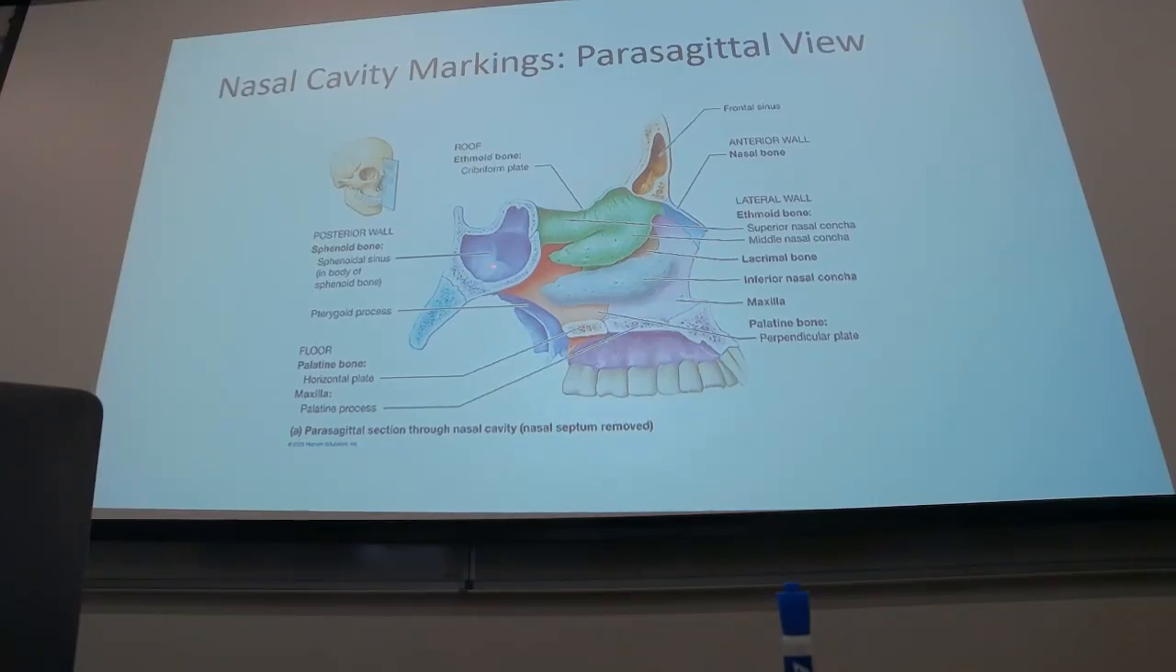Then here you can see the sphenoid bone, in an open view. Here's the sella turcica, where we have this gland, the pituitary gland. And then here we have the hard palate, formed by the maxilla and the palatine.